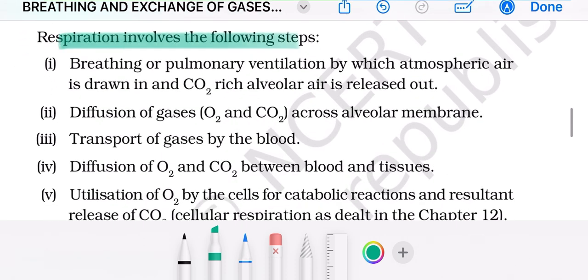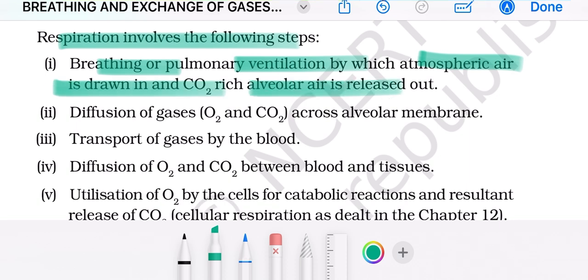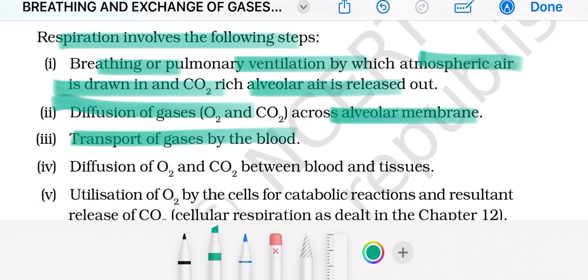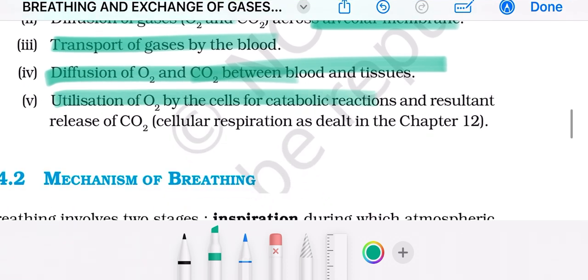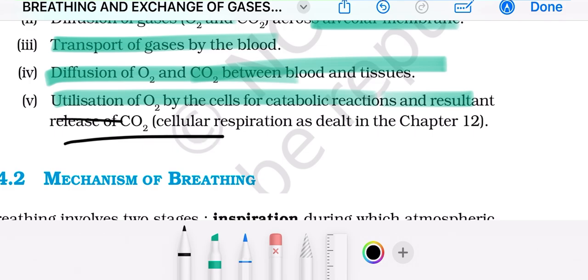Respiration involves the following steps. First is breathing or pulmonary ventilation, by which atmospheric air is drawn in and carbon dioxide is released out. Then diffusion of gases across the alveolar membrane and transport of gases by the blood. Then diffusion of oxygen and carbon dioxide between the blood and the tissues. Then utilization of oxygen by cells for catabolic reactions and resultant release of carbon dioxide, which is cellular respiration.